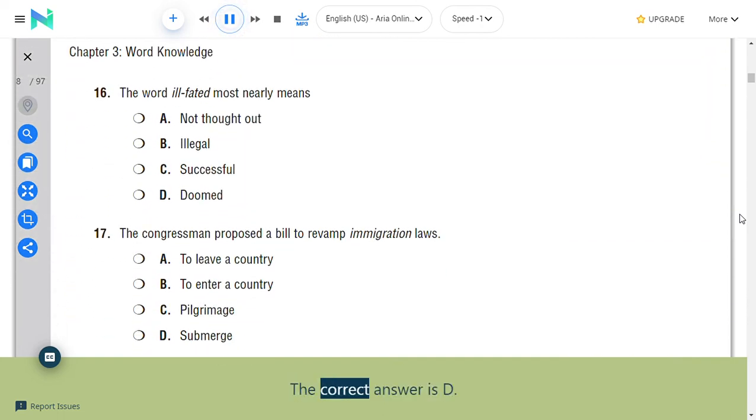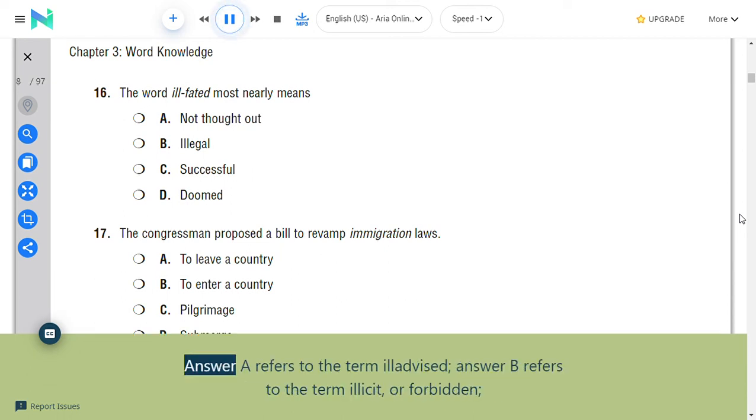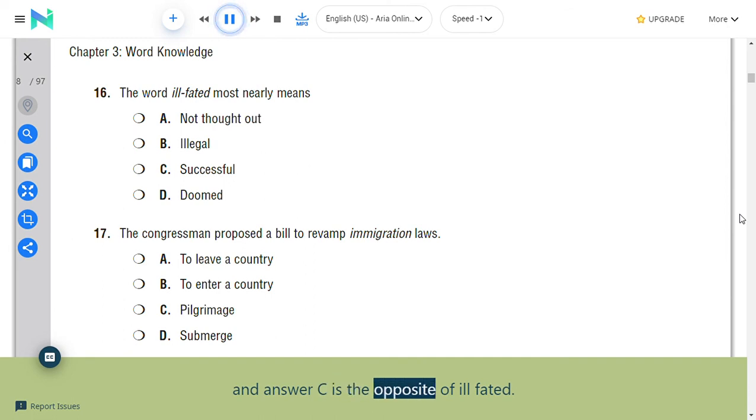16. The correct answer is D. To be ill-fated means destined to fail. Answer A refers to the term ill-advised. Answer B refers to the term illicit, or forbidden, and answer C is the opposite of ill-fated. Therefore, answers A, C, and D are incorrect.